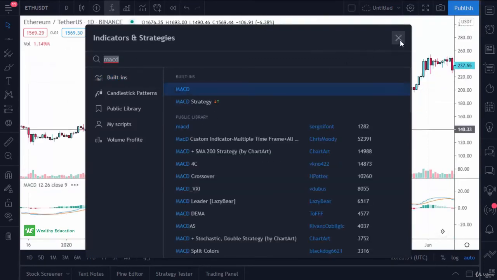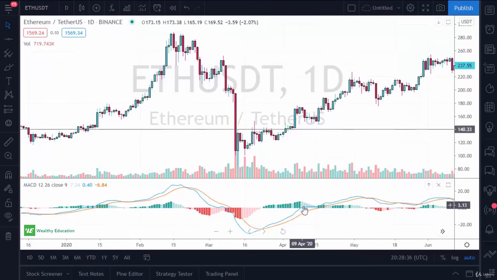If you throw the MACD in there, you can see that we broke out here. We broke above that zero line shortly thereafter. It did lag a little bit. That's not that uncommon. Volume is immediate. Most indicators are lags, so you do have to keep that in mind.